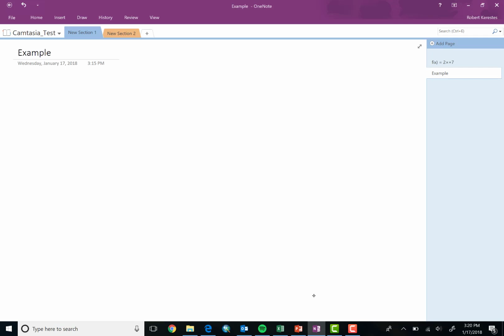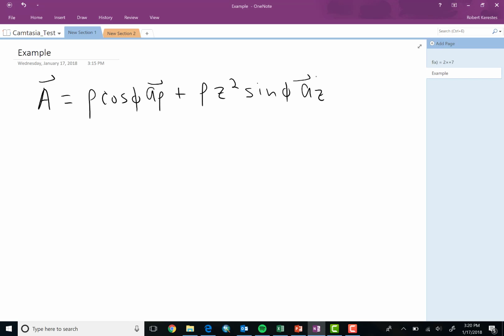Okay, so what we're going to do first is we are going to write the vector field. Okay, so A is equal to rho cosine of phi a rho plus rho z squared sine of phi az, right? So we want to transform this into Cartesian coordinates.